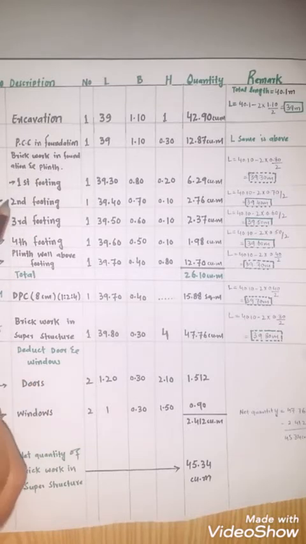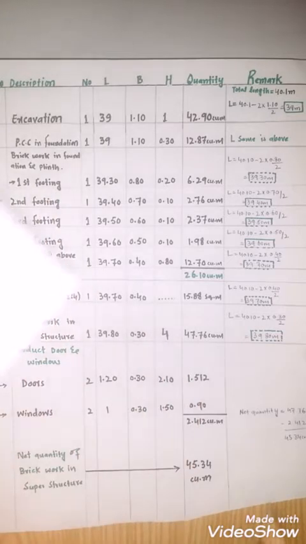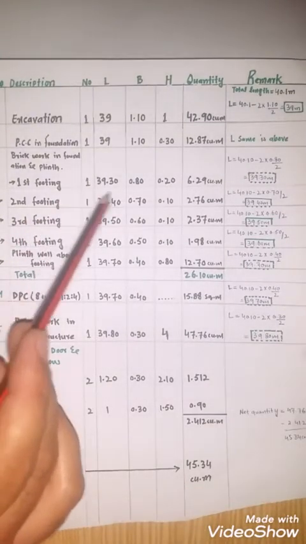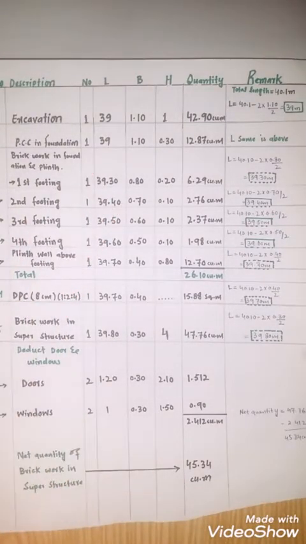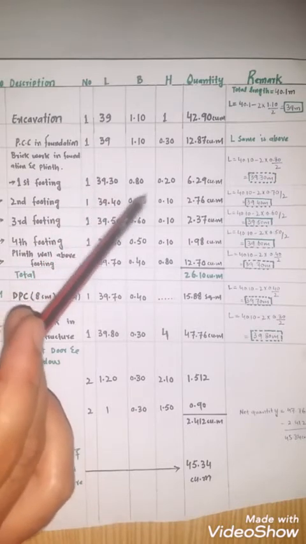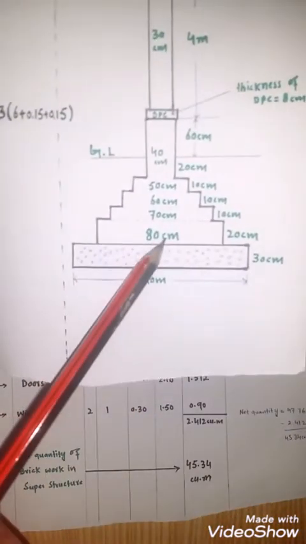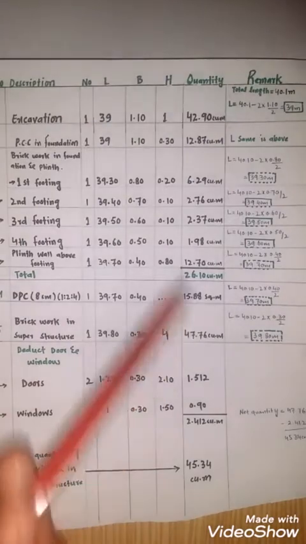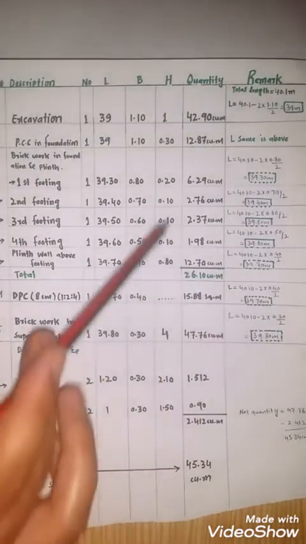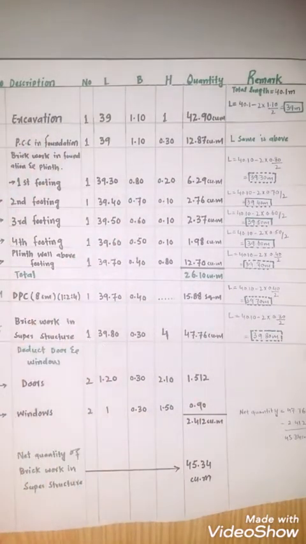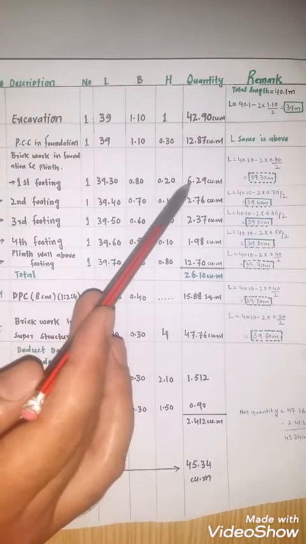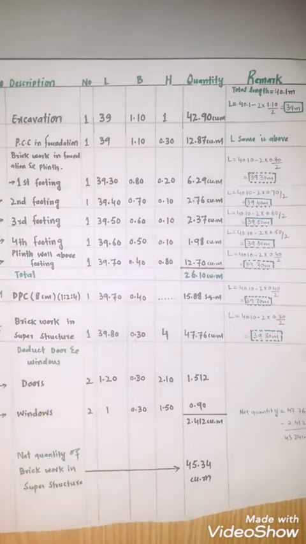After that, I find the brickwork in foundation and plinth. First of all, I find the brickwork for first footing. This is the first footing. The length of first footing is 39.30. This is the length without T-junction. The breadth is 80 centimeter or 0.8 meter. The height of the footing is equal to 20 centimeter or 0.20 meter. The quantity of first footing is equal to 6.29 cubic meter.